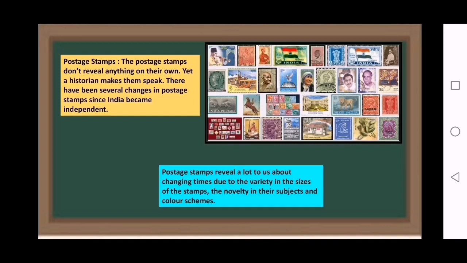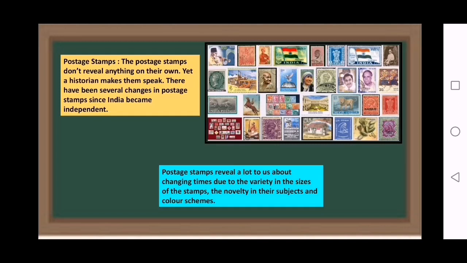Now here, postage stamps don't reveal anything on their own, yet a historian makes them speak. There have been several changes in postage stamps since India became independent. As I said earlier, black and white to color, and different sizes are also changed. Postage stamps reveal a lot to us about changing times due to variety in the sizes of stamps, the novelty and newness in their subject and color schemes. In the above picture you can see the first era, second era, medieval, and today's modern era we are living in. So what changes have taken place so far.